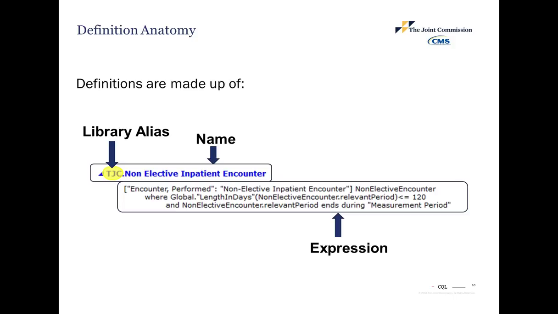So to identify if the definition is coming from a library, we use a library alias. If you look at the yellow highlight, a library alias is denoted as a prefix in the name of a definition. Although some definitions may not come from a specific library, you will not see that denotation. Next, we have an expression. And an expression refers to the content of the definition, which we use quite a bit throughout the logic.